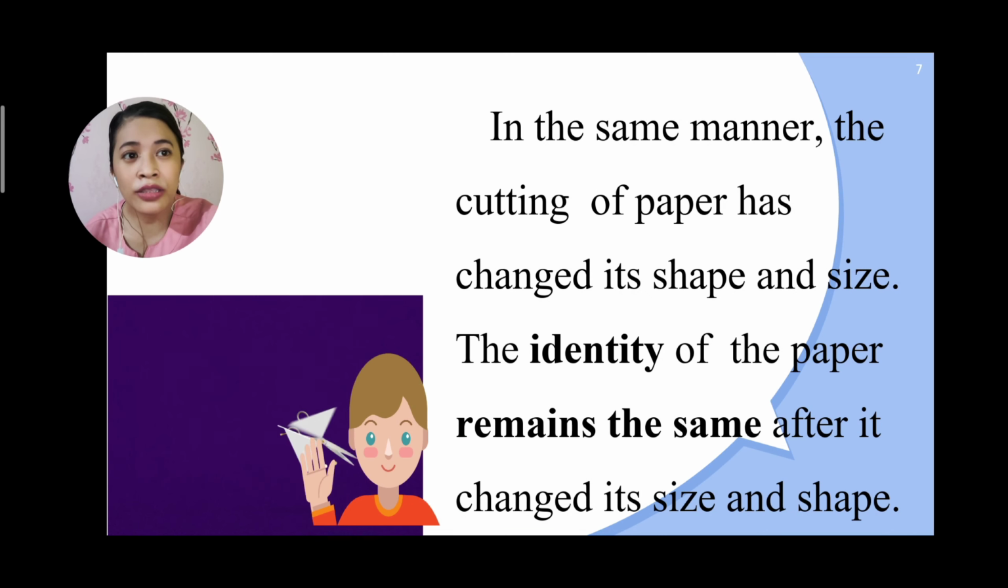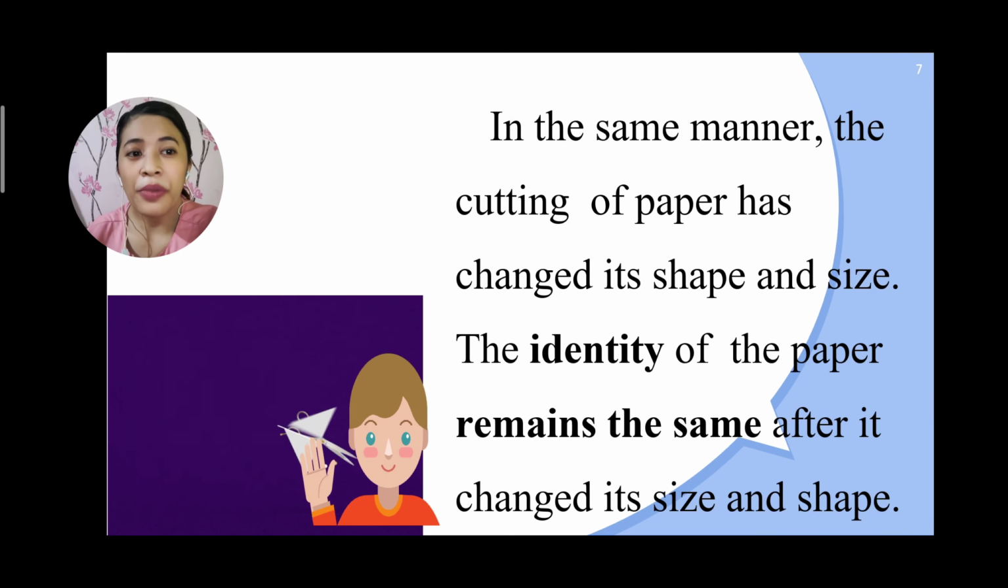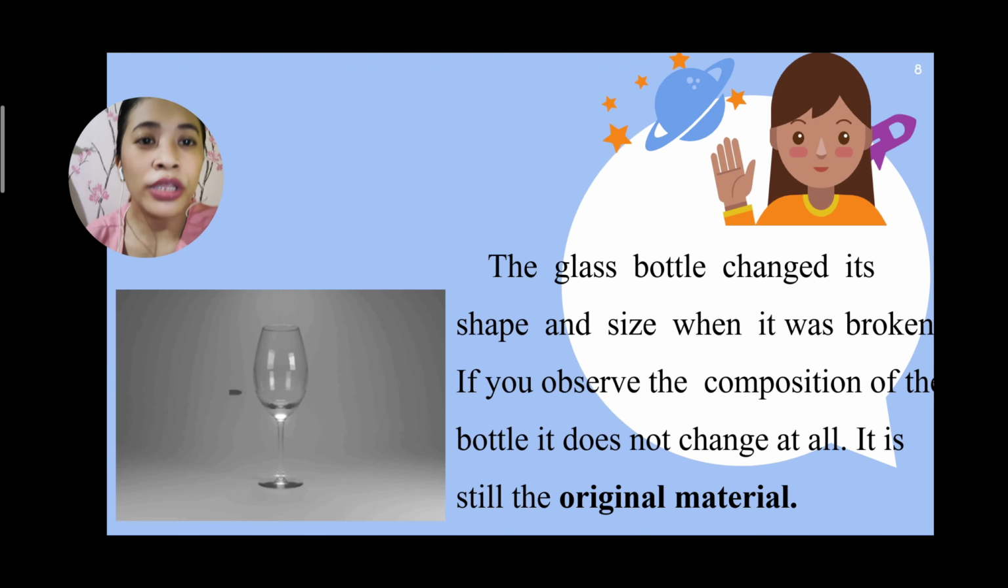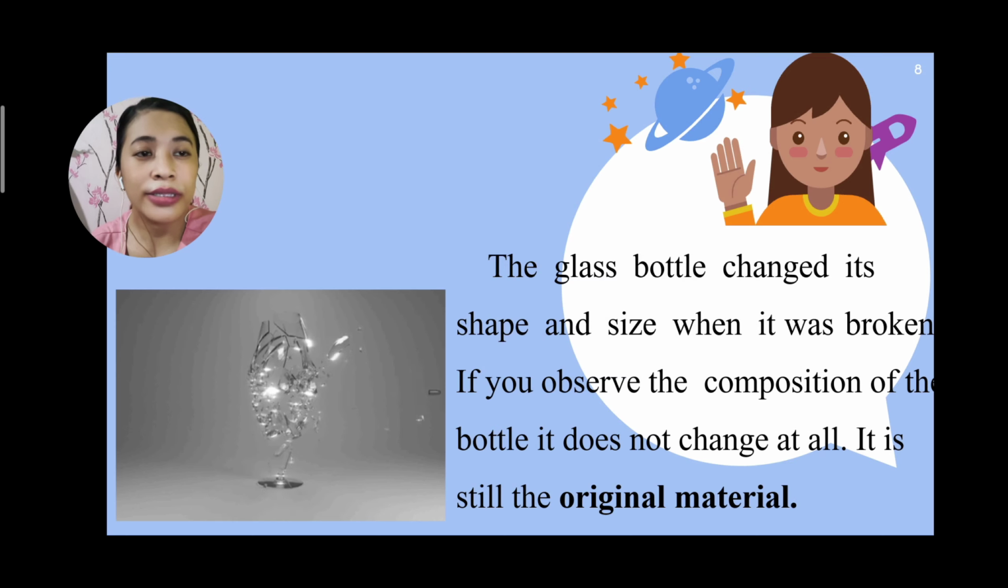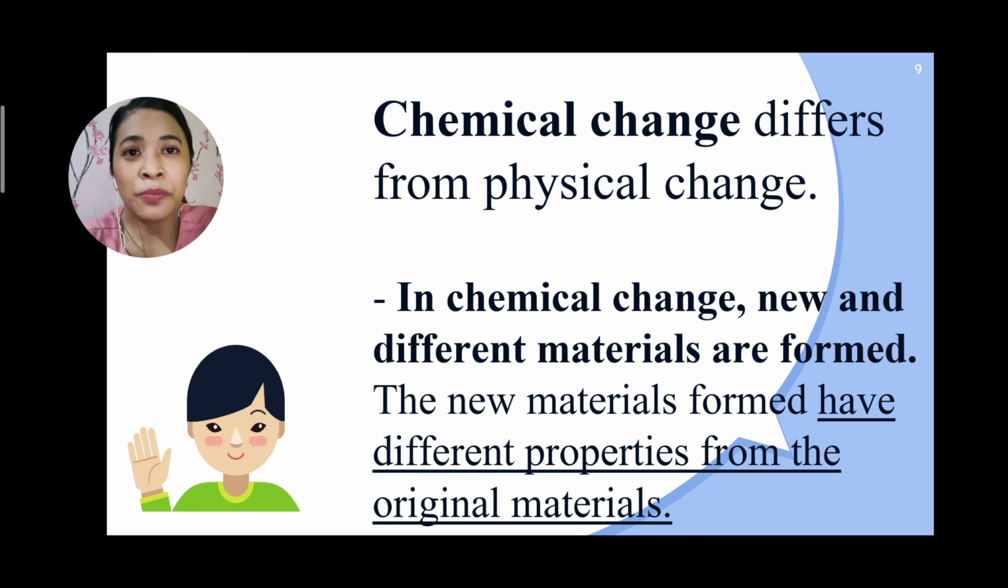Next example is cutting the paper. Paper has changed its shape and size, but the identity of the paper remains the same after it changed its size and shape. Third example is the glass bottle hit by the bullet. The glass bottle changed its shape and size when it was broken. If you observe the composition of the bottle, it does not change at all. It's still the original material.